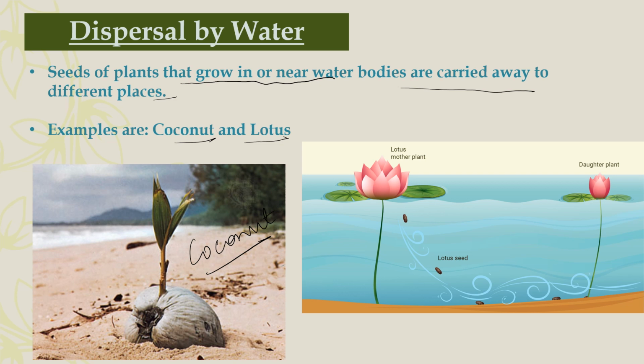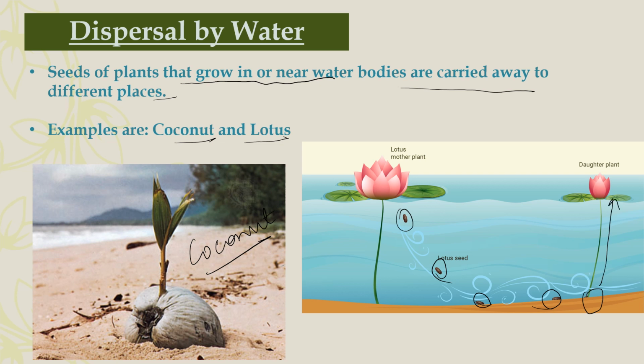Next is the lotus. As we know, lotus grows in the water, and these are its seeds. With the water, they travel from one place to another, and then they mix with the soil, and then a new lotus plant grows.